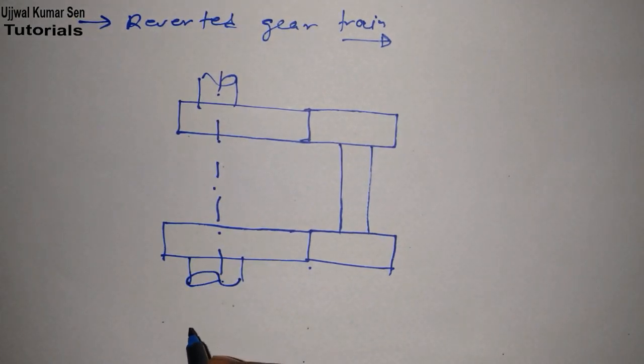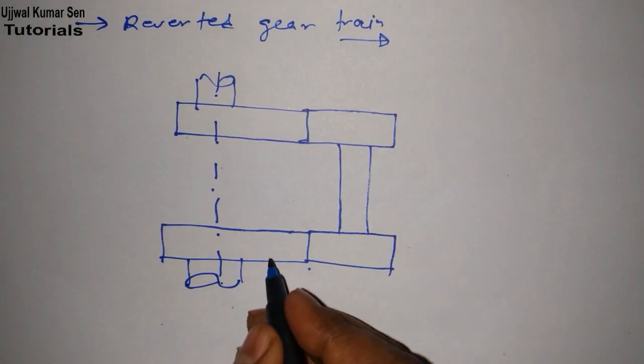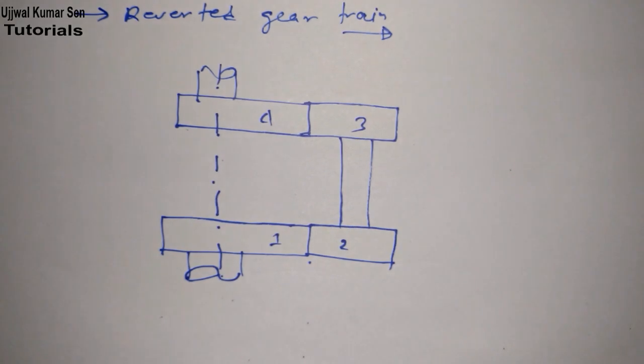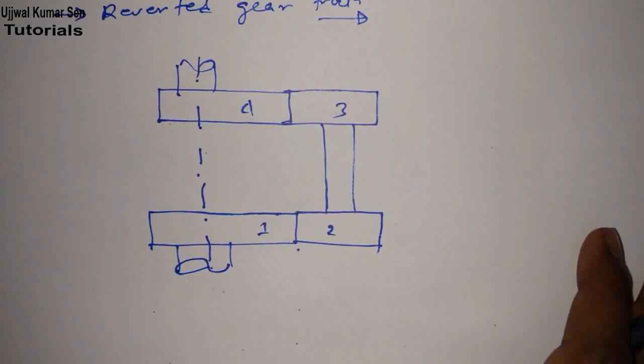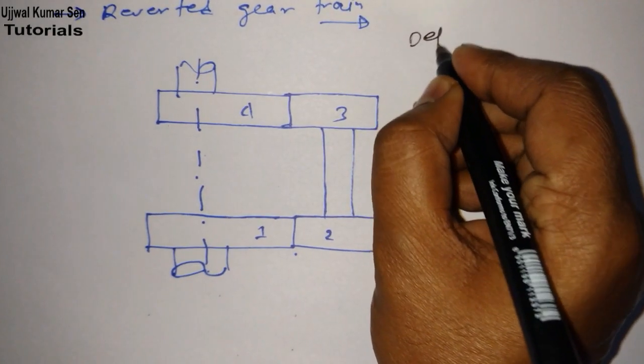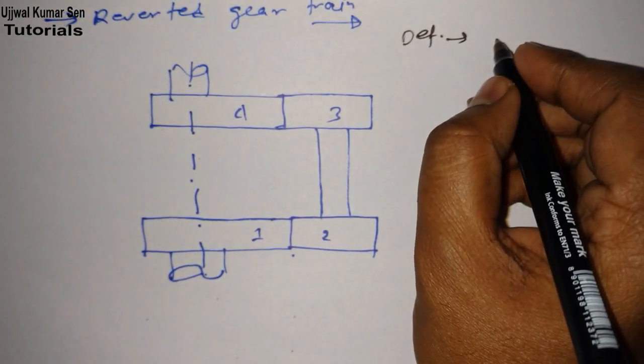All right, so this is a reverted gear train. Gear 1 is here, gear 2 is here, gear 3 is here, gear 4 is here. As I have already shared with you, this type of gear train is used in a wristwatch.